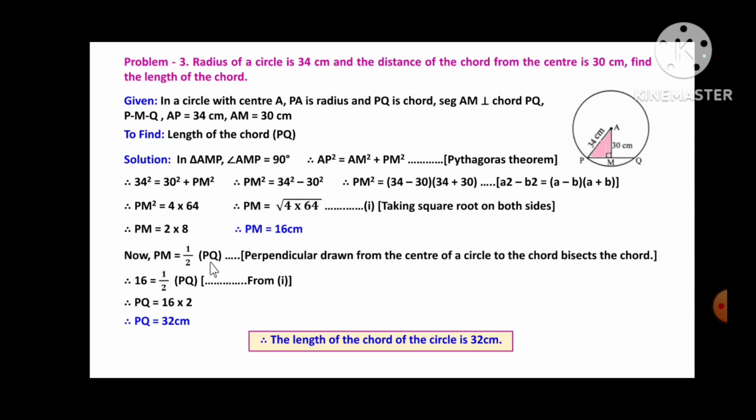As PM is equal to 16, we know that PM is half of PQ. Therefore 16 is equal to half into PQ. PQ is equal to 16 into 2, that is 32 centimeter. So you can get the length of the chord of the circle is 32 centimeter. This is the third problem. Now we'll see the next problem, number 4.